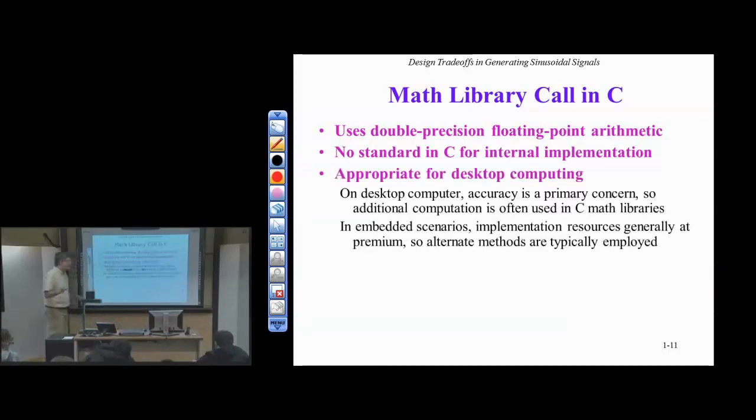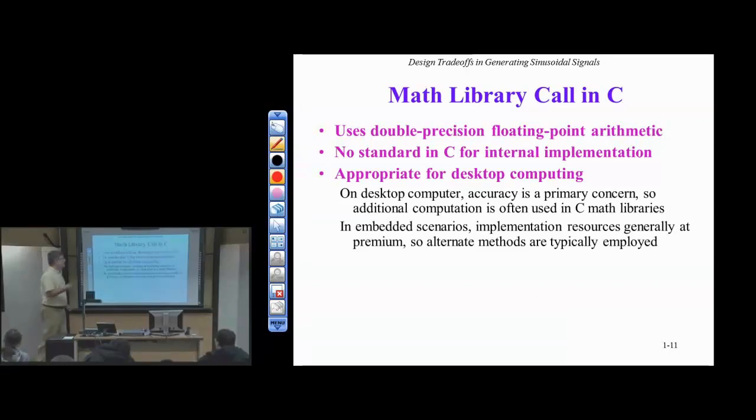And there are some embedded implementations that use 64-bit float. I'm not saying they're not, but from my experience, I've not seen it. So there's now another downside. There's no standard in the C language for the internal implementation of the math library call. We don't know how computationally complex it is. We just don't know. It's dependent on the library that you call.